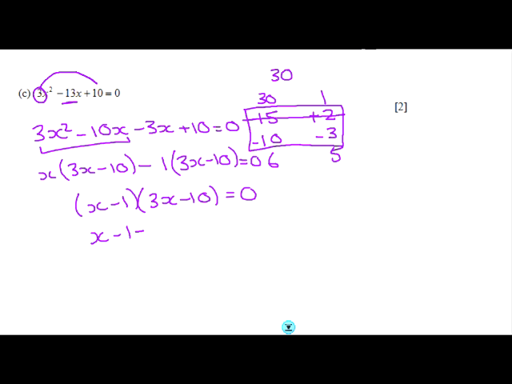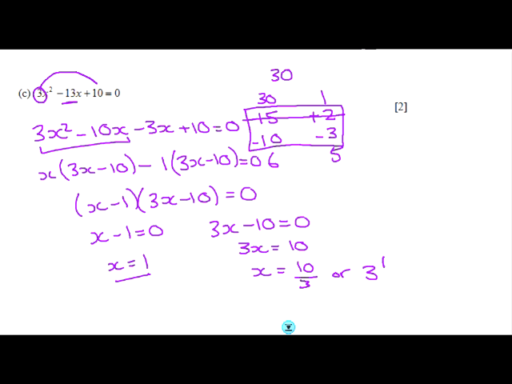So x minus 1 is 0, so x is 1. And this is what I meant earlier, so it's harder to see. You can still skip the stage, but 3x will be equal to 10, x will be equal to 10 thirds, or we can say 3 1/3. Okay, so that's it for this video, and we'll do the rest in the next one.